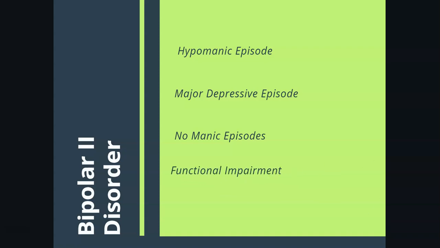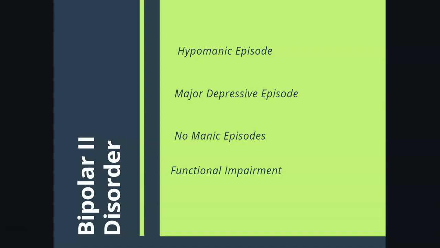They do have functional impairment. The depressive episodes must cause significant distress, but don't necessarily lead to functional impairment as seen in a full-blown mania. The average onset is in the mid-20s. It most often begins with a depressive episode, so you won't know right away. These people don't know right away that they have bipolar 2.